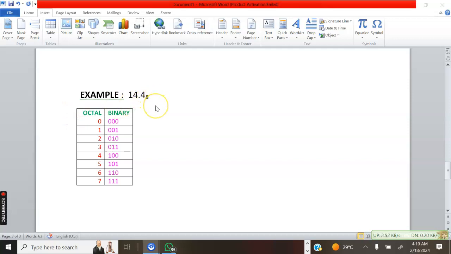Okay, let's move to our next example where we have a number which has two parts. It has the fractional part and it has the integral part. Remember, the integral part is the number on the left hand side, whereas the fractional part is the number after the point, on the right hand side. The steps are the same. The only thing you are supposed to do is separate the point.